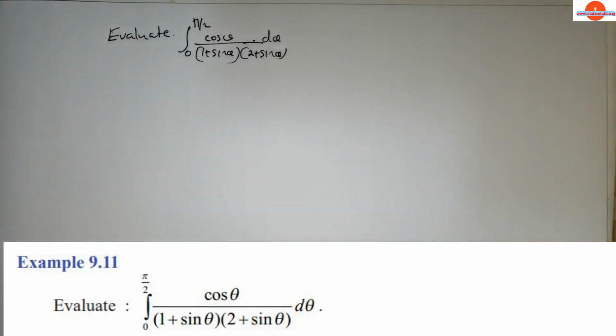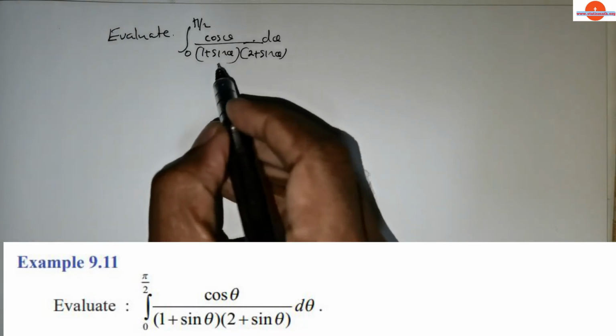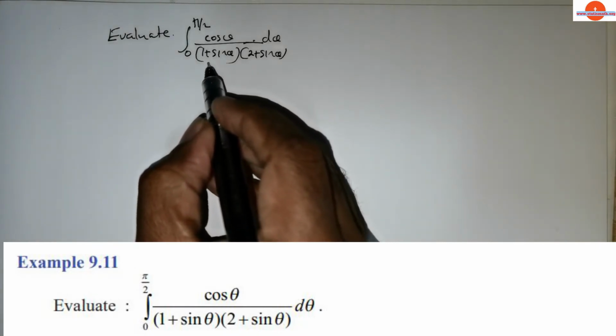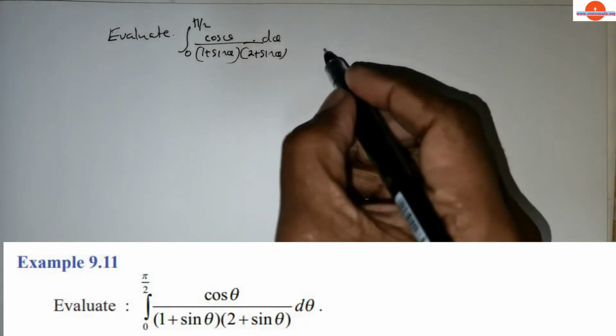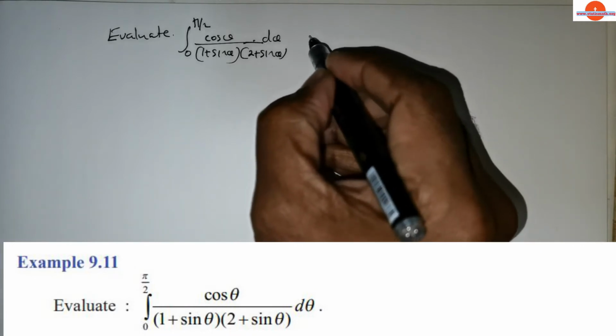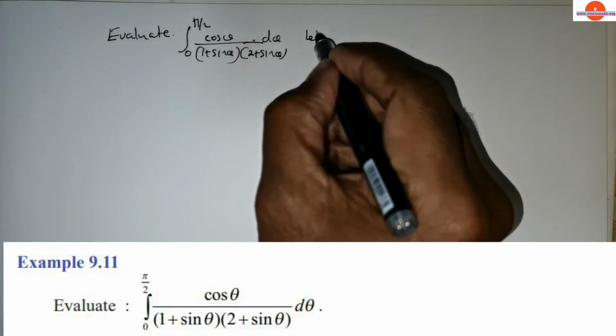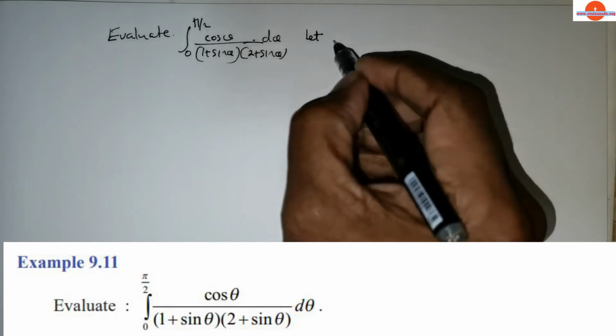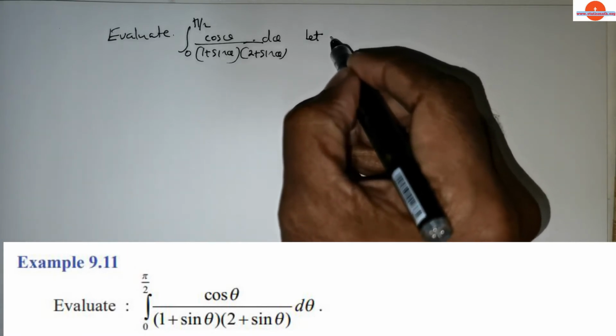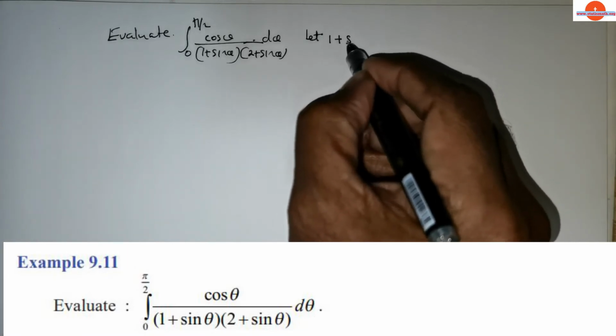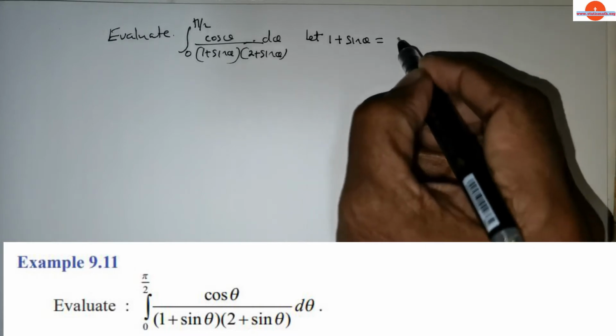Students, we are given this question: evaluate the integral from 0 to pi over 2 of cos theta divided by (1 + sin theta) times (2 + sin theta) d theta. So we would be approaching this with integration by substitution. First, let 1 + sin theta be equal to some t.